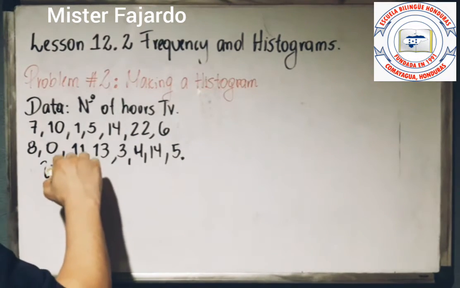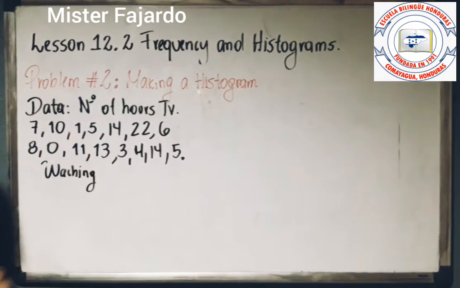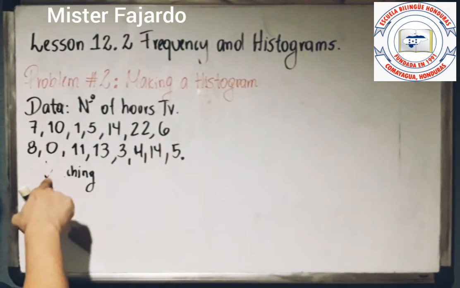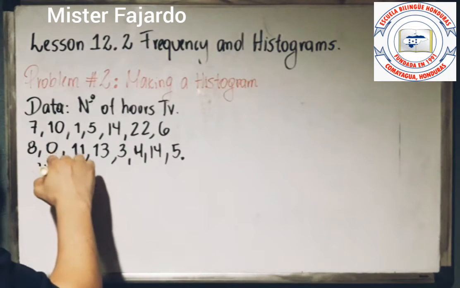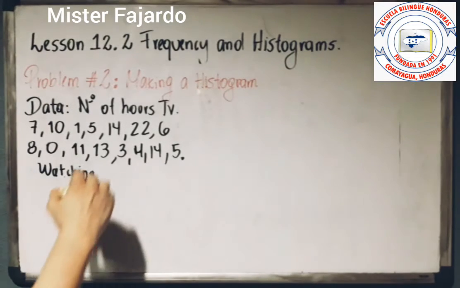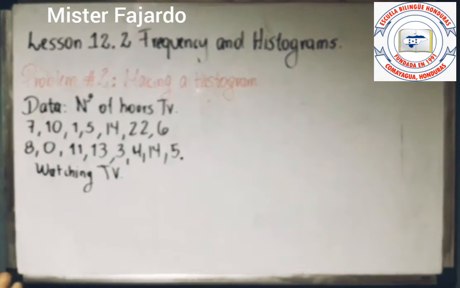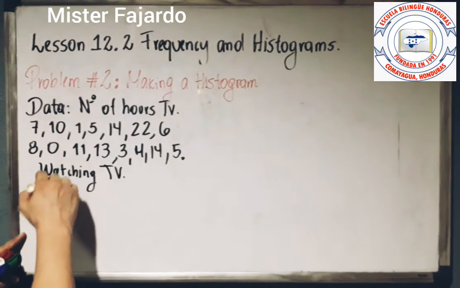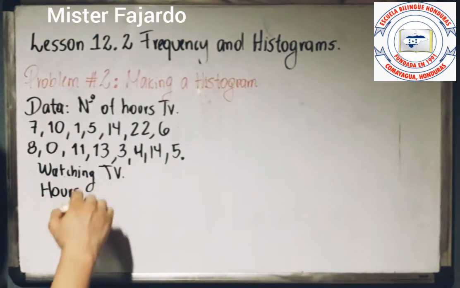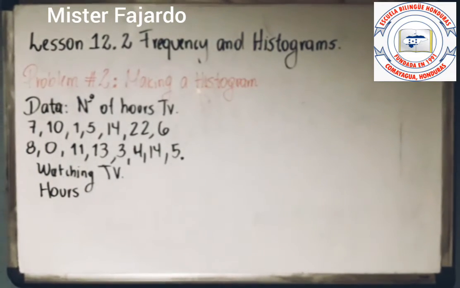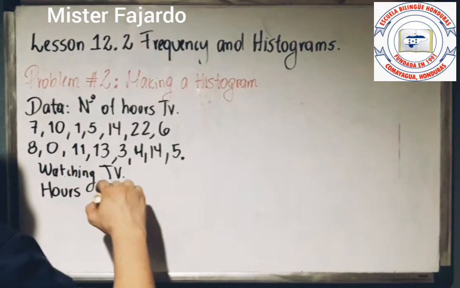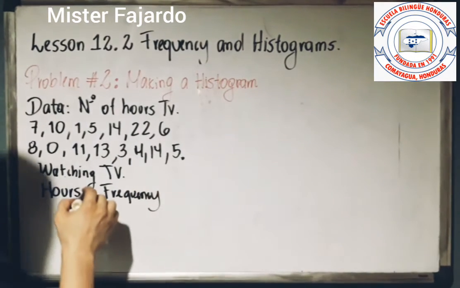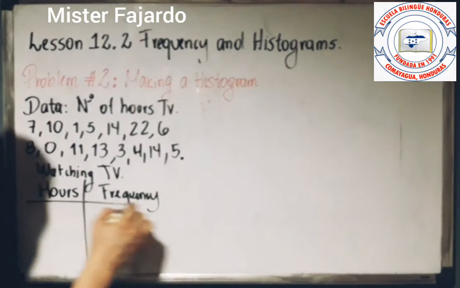Watching, in this case, TV, okay? That's going to be my frequency table. I'm going to put, in this case, my intervals as the hours. And in this case, the frequency is going to be how many of them, how many hours, okay? It's really easy. I'm going to do my frequency table here.